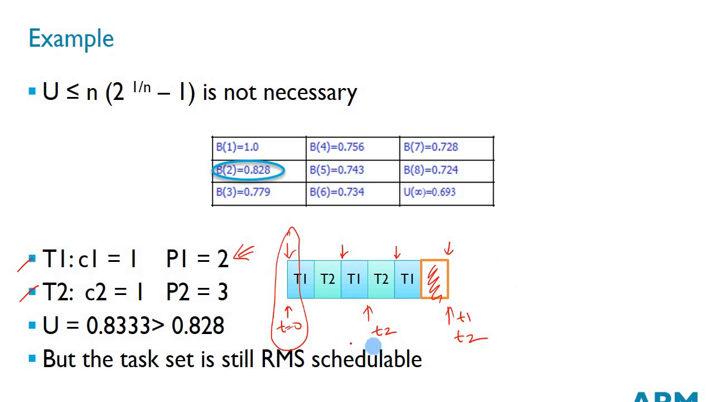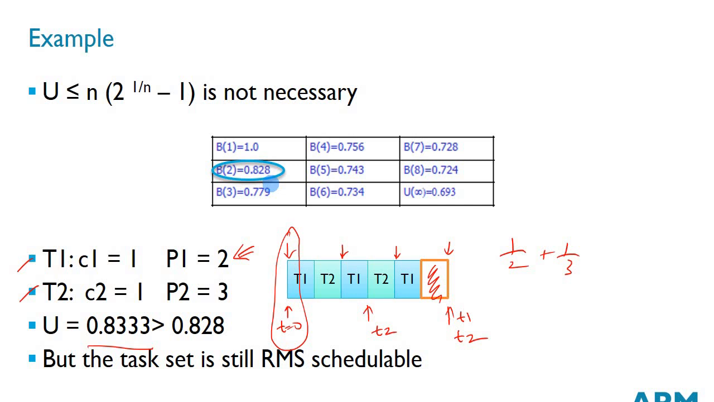You can see that within the hyper period, it is schedulable. And if I calculate the utilization, it is actually greater than the utilization bound. This utilization is 1 over 2 plus 1 over 3, and it's bigger than the bound. The bound here is given based on 2 tasks. Since you have 2 tasks in the system, the bound is 0.828. So this is an example of how the utilization you calculate is bigger than the bound, but it is still RMS schedulable.